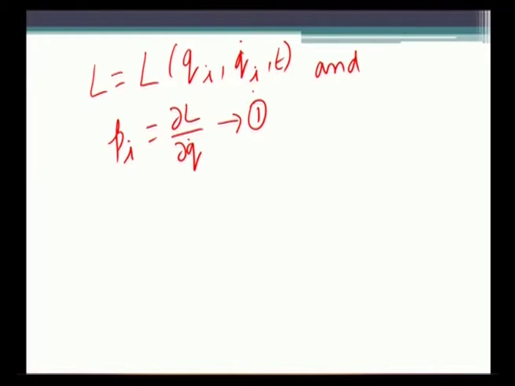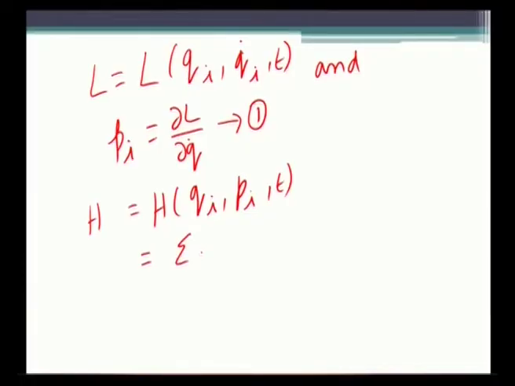We know the Legendre transformation. So, the Legendre transformation denoted by H is equal to H of qi, pi, t. So, this is the Hamiltonian, which is equal to summation of pi and q dot i minus L. So, this is the definition of the Hamiltonian.